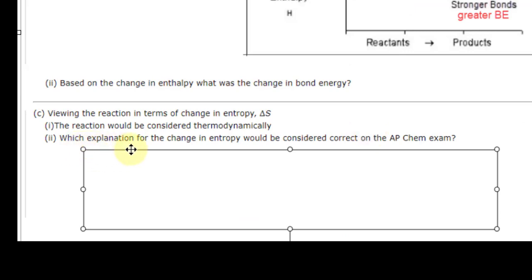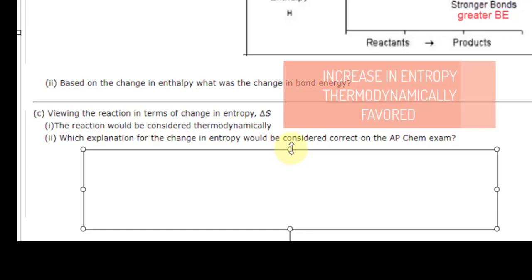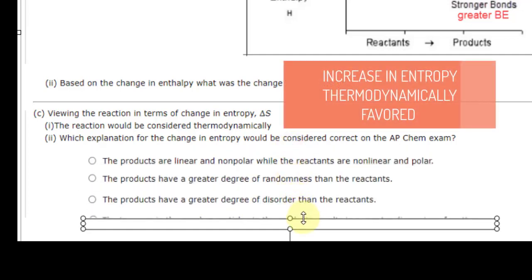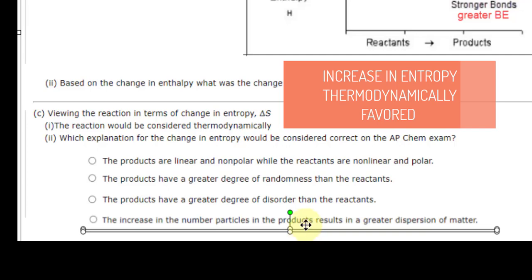Which explanation for the change in entropy would be considered correct on the AP exam? Now, I set up some choices here on purpose. One is an answer that is correct. The products, the oxygen, are linear and nonpolar, and the reactants are nonlinear, bent, 120 degrees, trigonal planar, and polar. This is true, but that doesn't answer the question. So this is wrong.